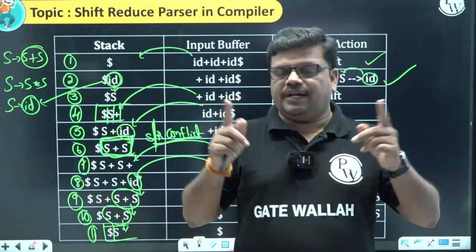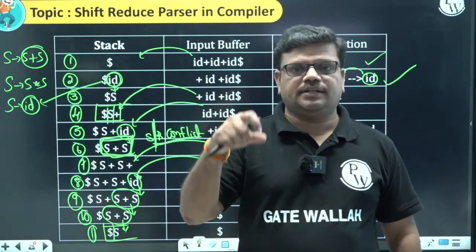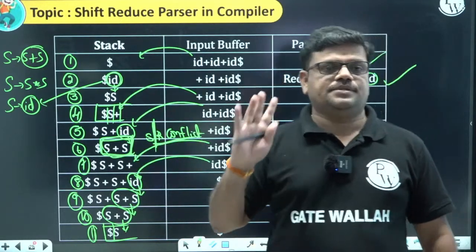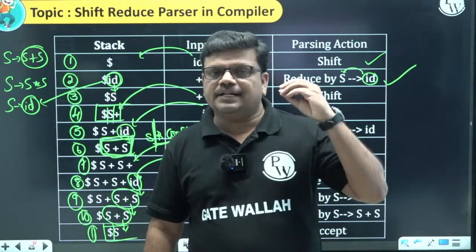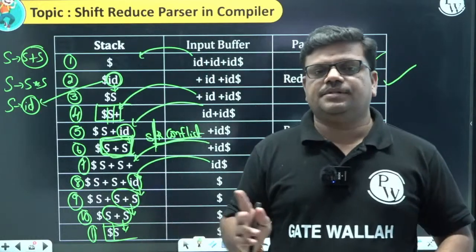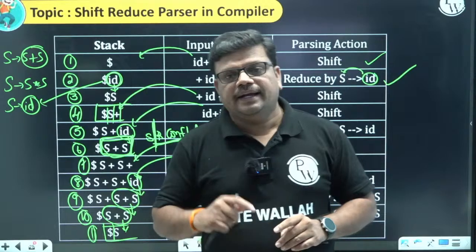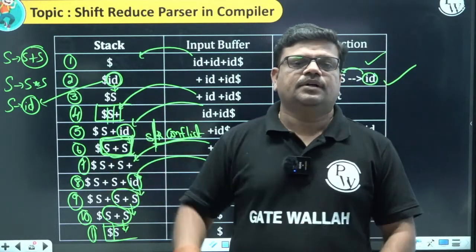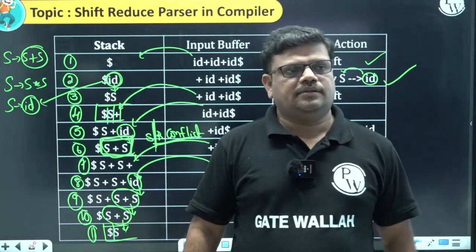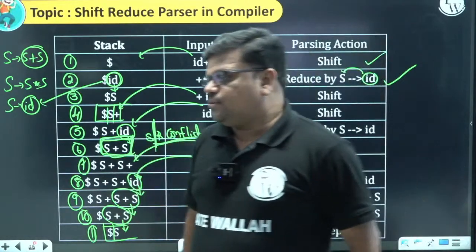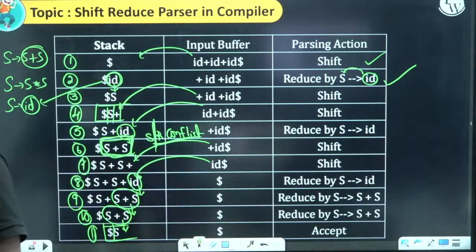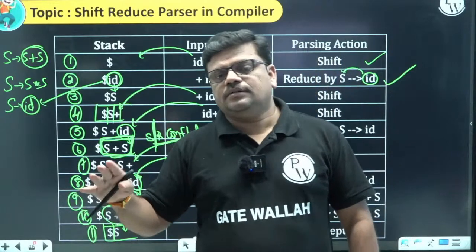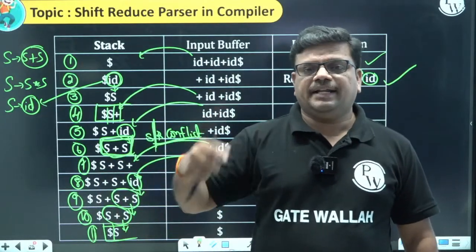For that, we have to use LR parsing, in which tables are there. By using tables, we'll resolve these types of confusions. The perfect technique to resolve these confusions is the LR parsing algorithm, in which we have some tables. By using the tables, we resolve this. That we are going to see in the coming classes. So this is the way of doing bottom up parsing.